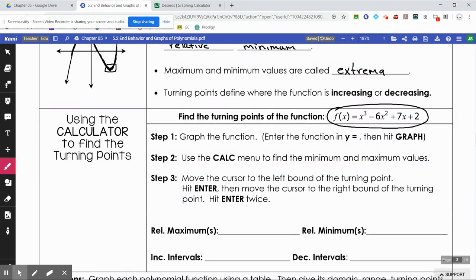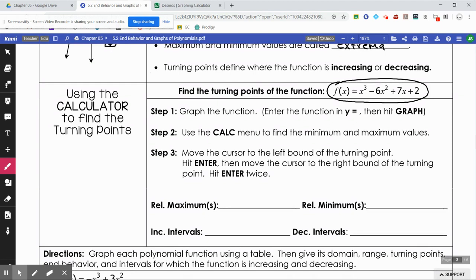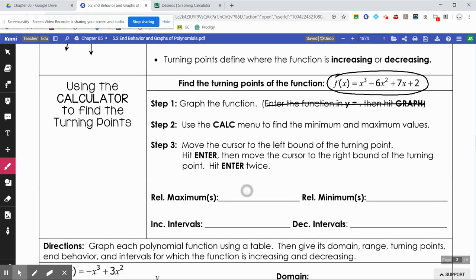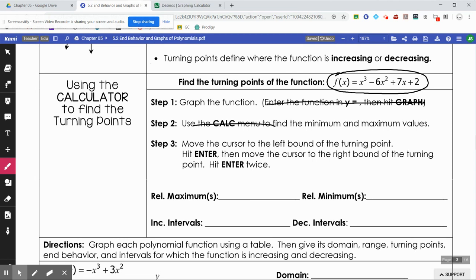We're going to graph these functions on our graphing calculators. This right here applies to the TI graphing calculators, but we're going to use Desmos, so you don't have to worry about these steps. We're going to find out where its relative maximums, relative minimums, where its extrema are. So let's go ahead and look at the graph.